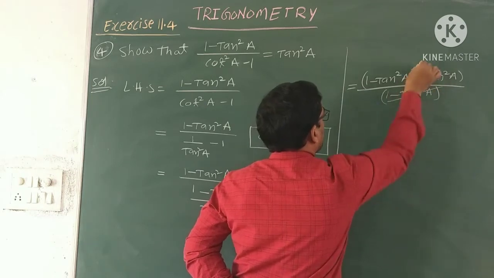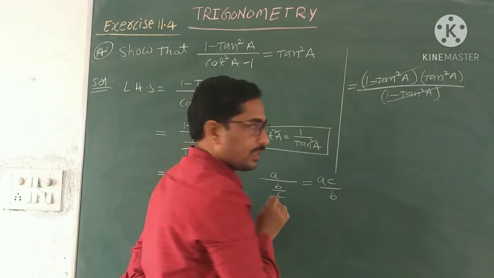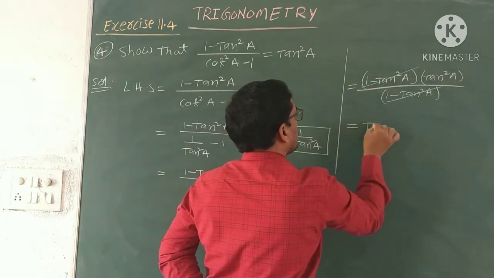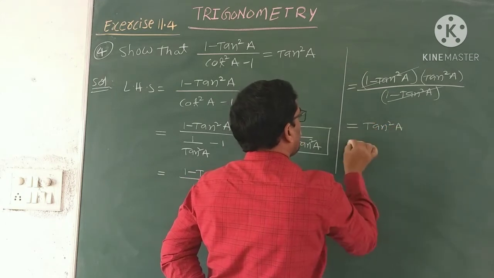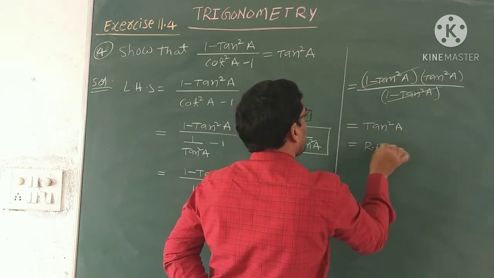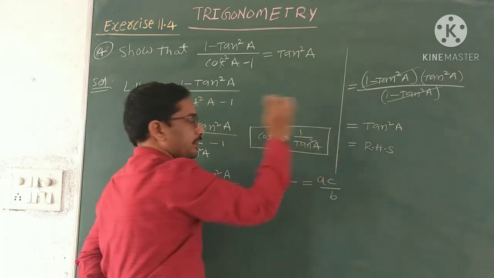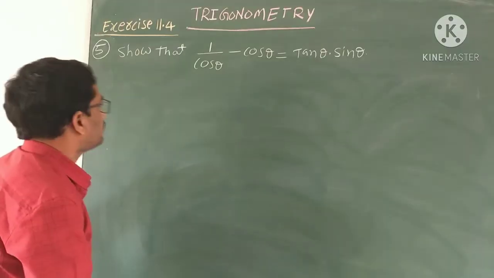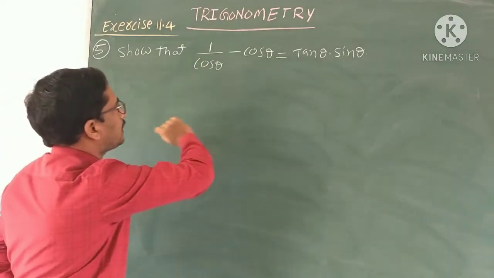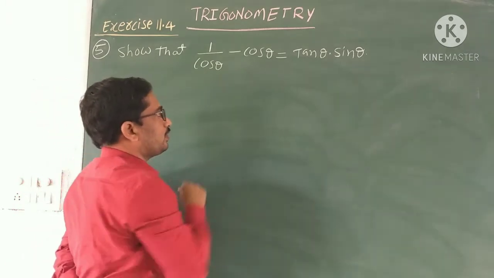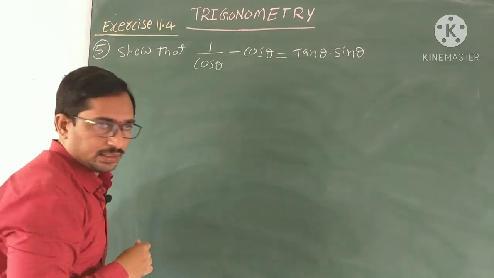So 1 minus tan square a and 1 minus tan square a get cancelled. The answer is tan square a. Check the RHS, it is the same, tan square a. Now the fifth problem. Show that 1 by cos theta minus cos theta equals tan theta into sin theta.